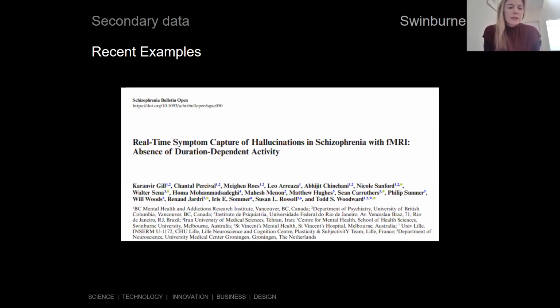So he was able to combine his data in Canada with our Australian and then the French and the Dutch data to produce a real novel look at how hallucinations are represented in the brain.